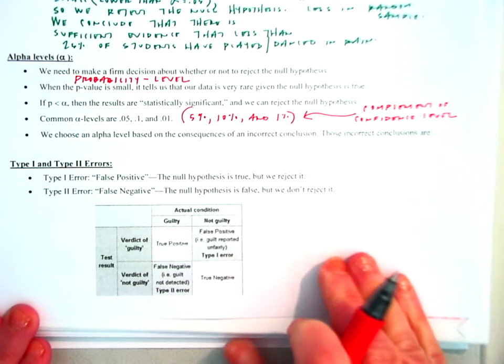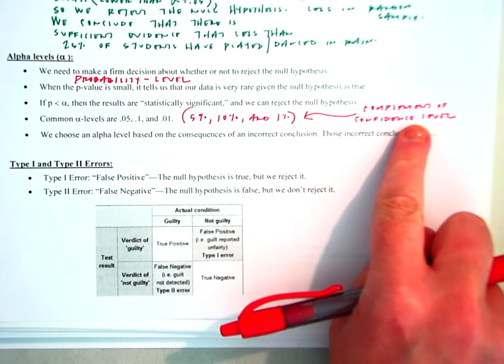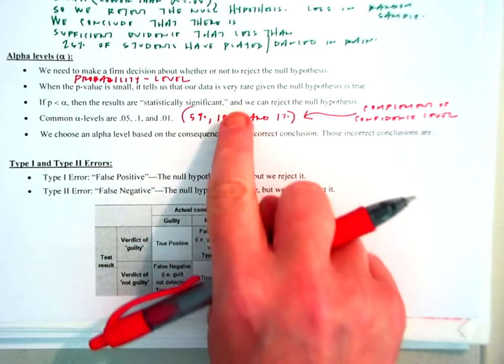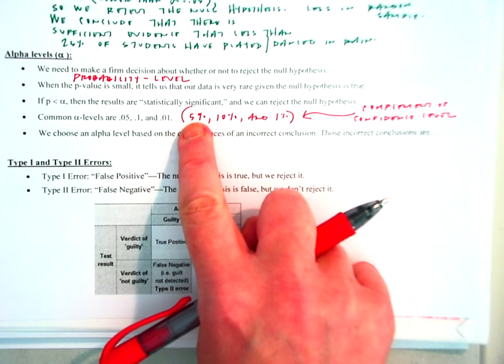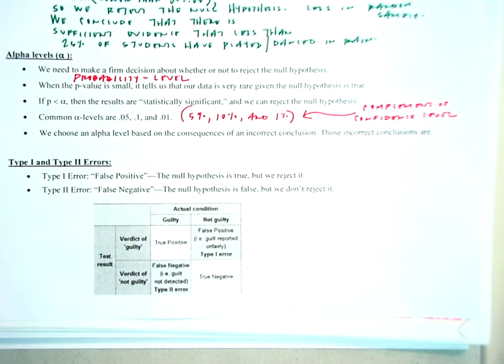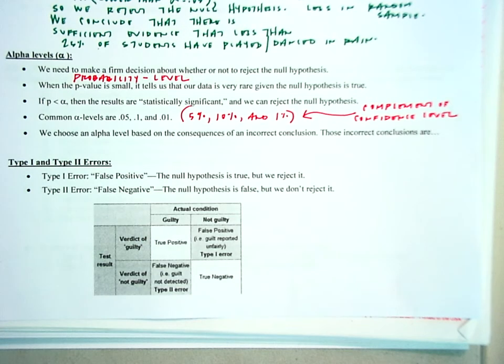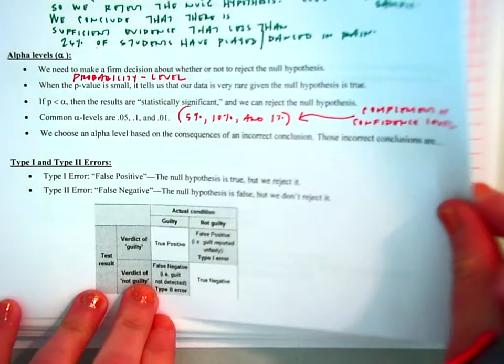So if I was looking at a confidence level of 95%, this is its complement right here, 5%. That's the 5% of the time that we are off target, that we miss the target. We use an alpha level based on the consequences of an incorrect conclusion. Those incorrect conclusions are our type 1 and type 2 errors.